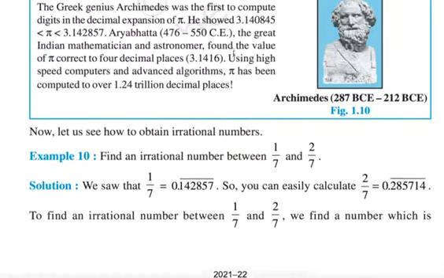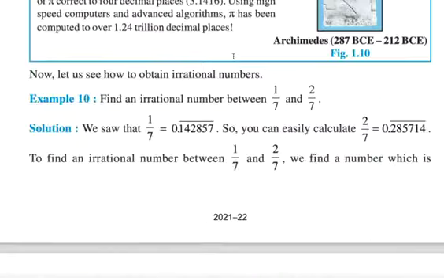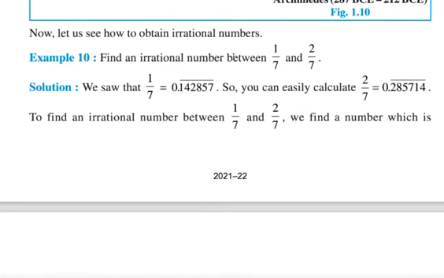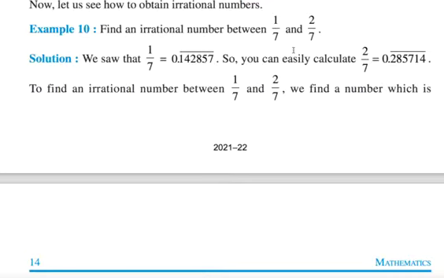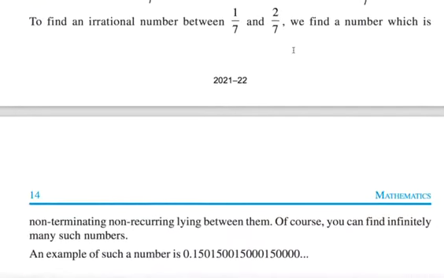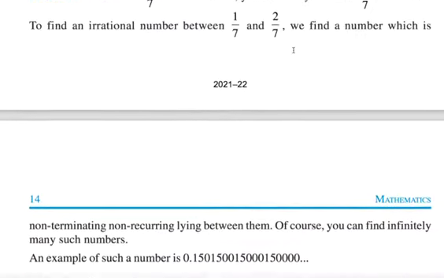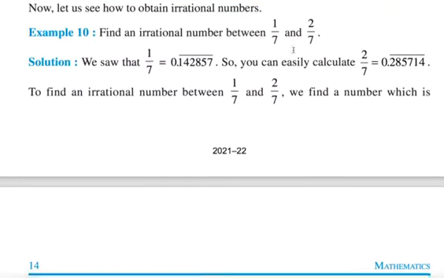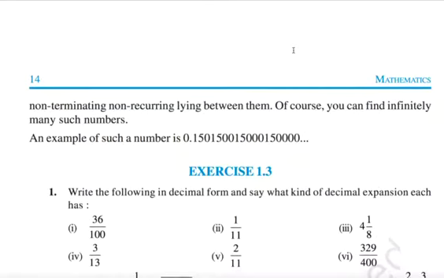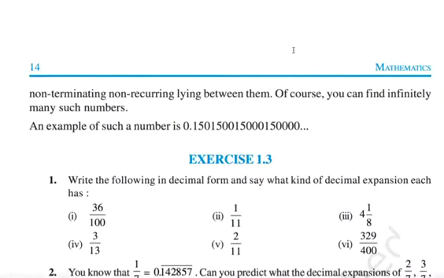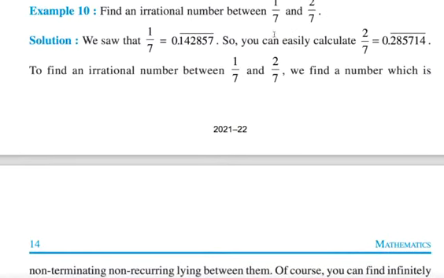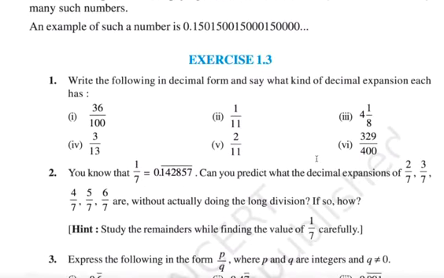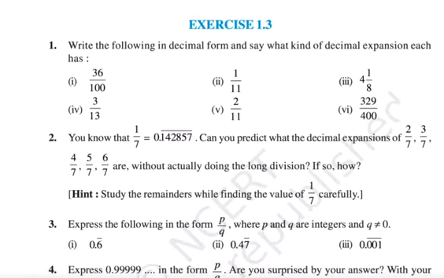Okay, right. Now let us see how to obtain irrational numbers. Find an irrational number between 1 by 2 and 2 by 7. How to find? You can write the decimal form and you can guess one number like this. Okay, let's see from exercise 1.3 in the next class.